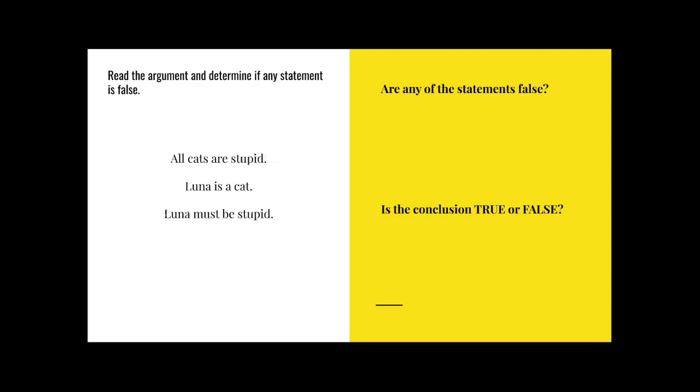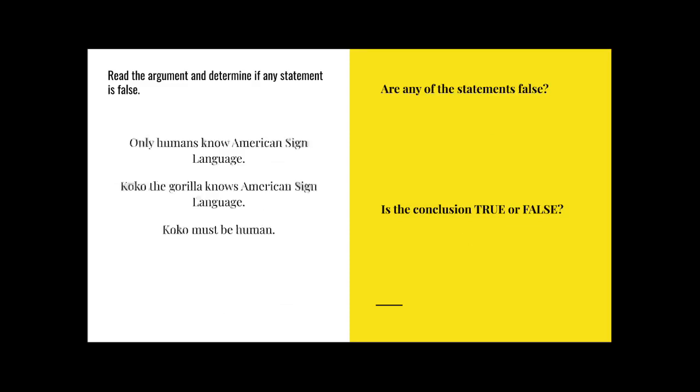All cats are stupid. Luna is a cat. Luna must be stupid. So, are any of these statements false? Yes, the statement all cats are stupid is a false statement. Cats are actually quite intelligent. So, since that one statement is false, that means the conclusion is false.